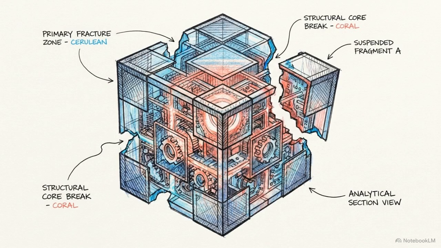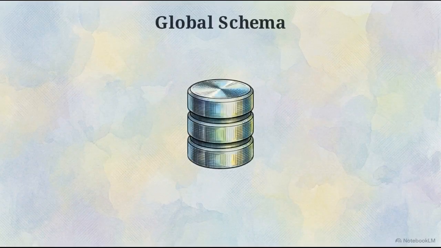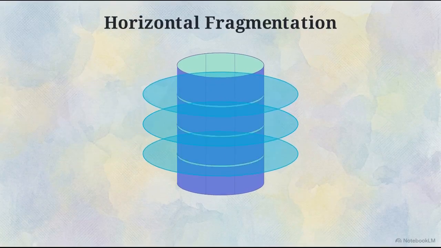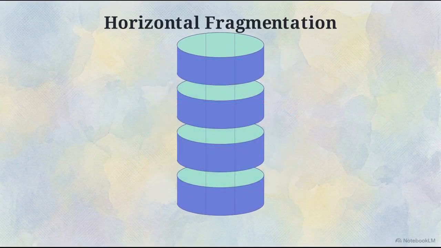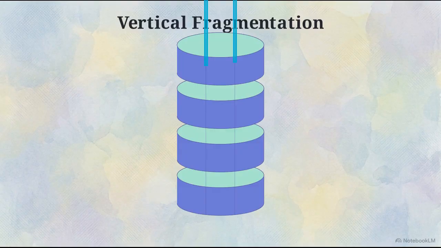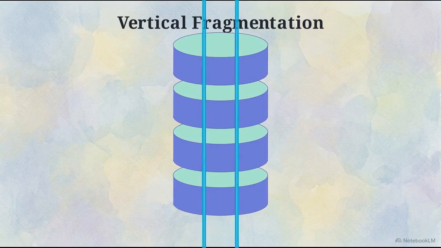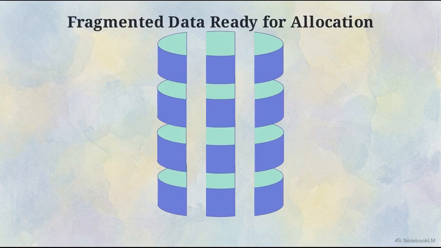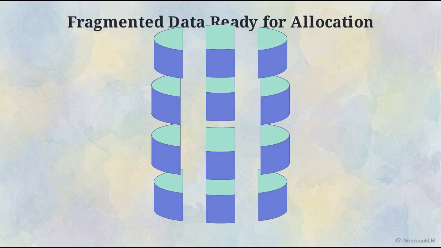Phase 2 operates on a strict rule. Distributed systems do not allocate whole databases. They distribute fragments. The monolithic global schema is systematically broken down into distinct mathematical slices. Horizontal fragmentation slices the rows of a table, grouping records by specific cities or regions. Vertical fragmentation slices the columns, grouping specific data attributes together, like separating financial transactions from contact info.